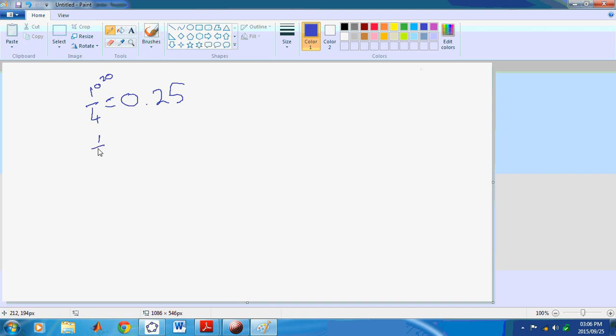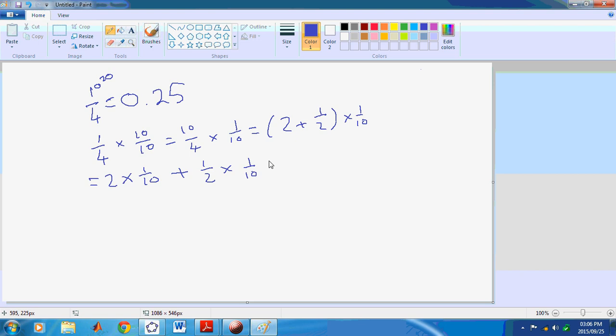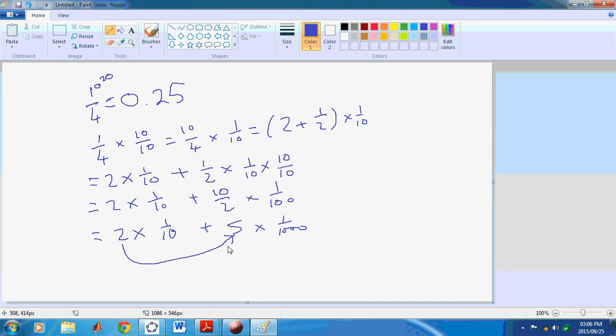But the correct way to do it would be to say a quarter multiplied by 10 over 10, which is the same as 10 over 4 multiplied by 1 over 10, right? Which gives us 2 plus a half times 1 over 10, which is the same as 2 times 1 over 10 plus a half times 1 over 10 times 10 over 10, which gives us 2 times 1 over 10 plus 10 over 2 times 1 over 100, which gives us 2 times 1 over 10 plus 5 times 1 over 100. And those are the significant digits that go into our radix.